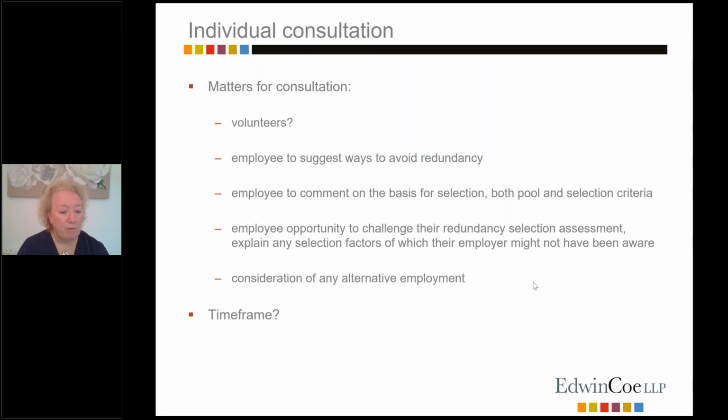Suitable alternative employment. Once the employer has actually gone through the selection process and the number of employees has been identified as redundant, the next step, and it is a separate step, is consideration of any suitable alternative employment that the employer may have available for the staff.